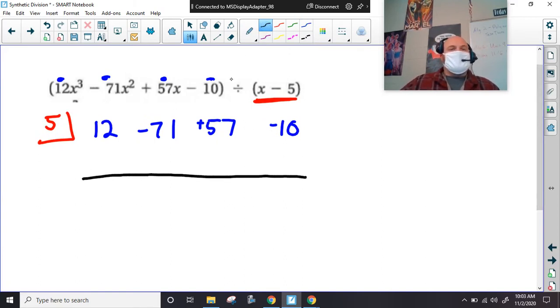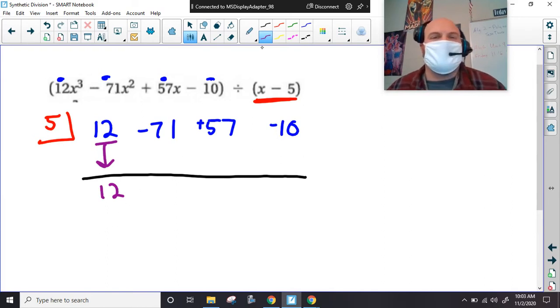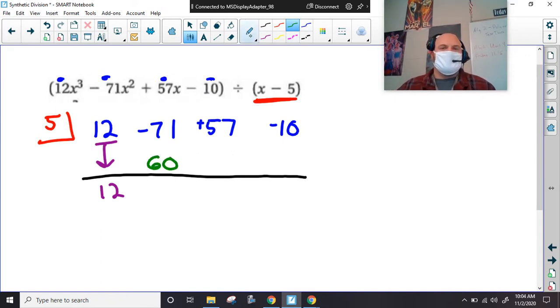Now, it doesn't matter whatever this first number is, we're always just going to drop it down. A while ago it was a 1, now it's a 12. So we're just going to drop this 12 down. Well, 5 times 12 is 60. Negative 71 plus 60 is negative 11.